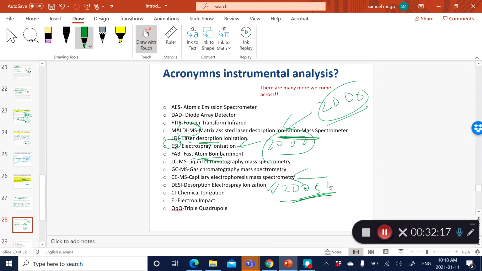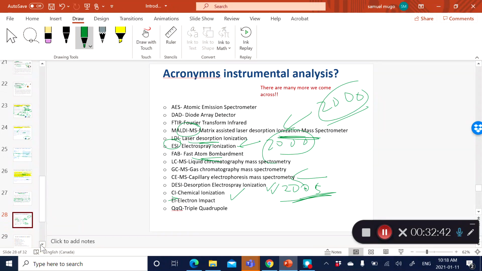Chemical ionization, it's CI. Electron impact, it's EI. It's a component actually in GC-MS, so the ionization method classically used in GC-MS. Quadrupole, triple quadrupole, it's a component again in mass spectroscopy, which you're gonna come across as well.